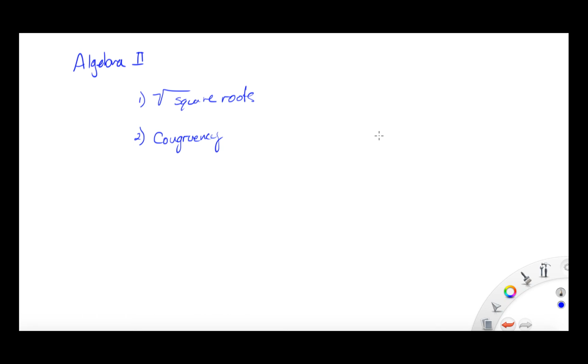Algebra 2, we're in lesson 32 today, and we're going to be talking through the conjugate theorem for square roots as our number one thing, and number two, we're going to look at congruency and congruent triangles.